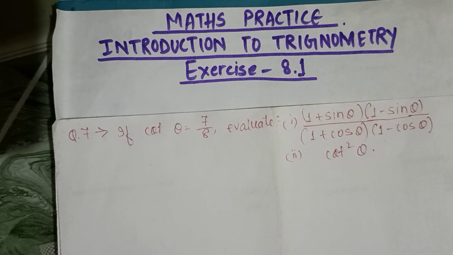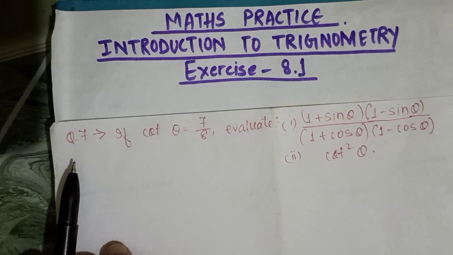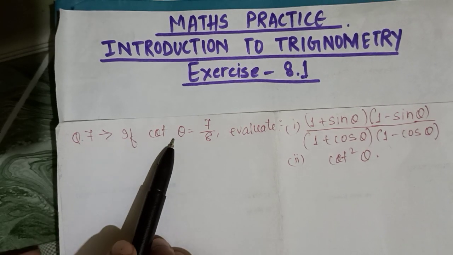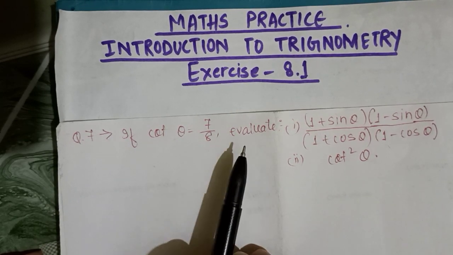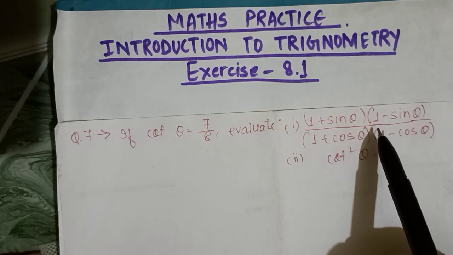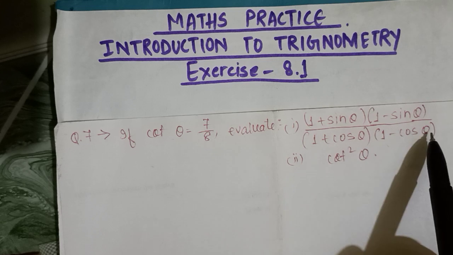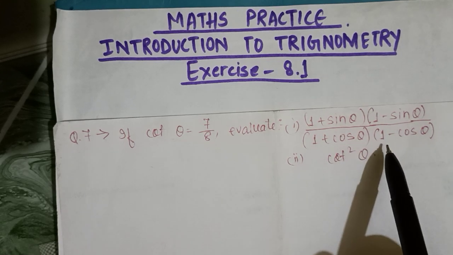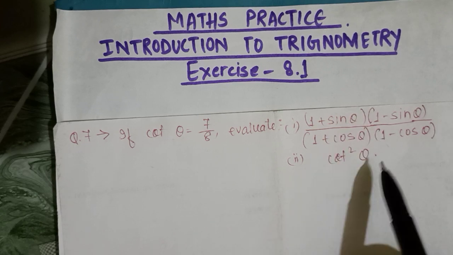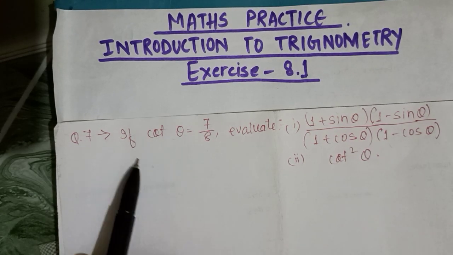Today we are going to do exercise 8.1, question number 7. It is: if cot theta equals 7 by 8, evaluate number 1, (1 plus sin theta)(1 minus sin theta) by (1 plus cos theta)(1 minus cos theta), and Roman number 2, cot square theta. So we have to evaluate these values by using this trigonometric ratio.